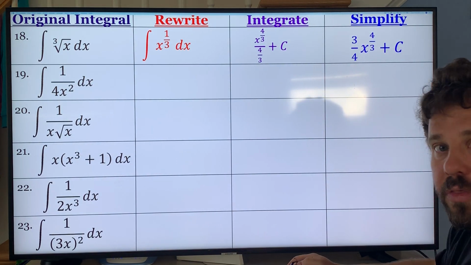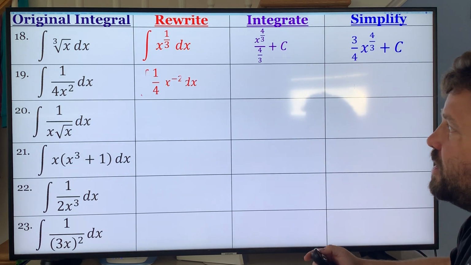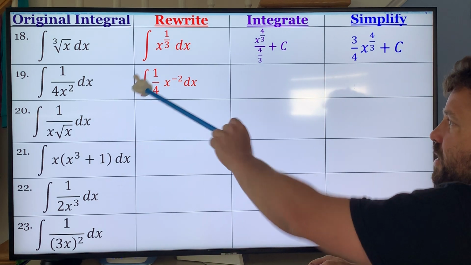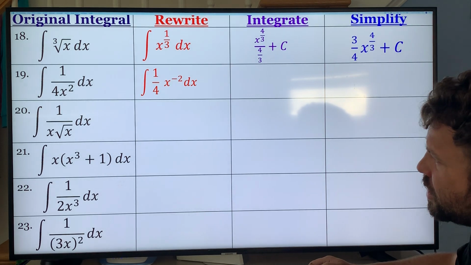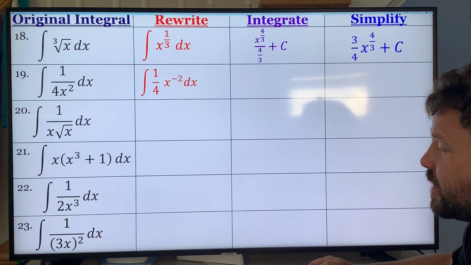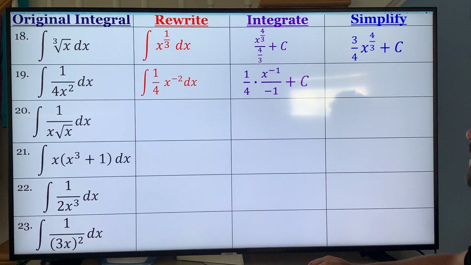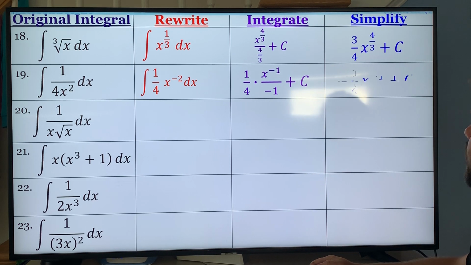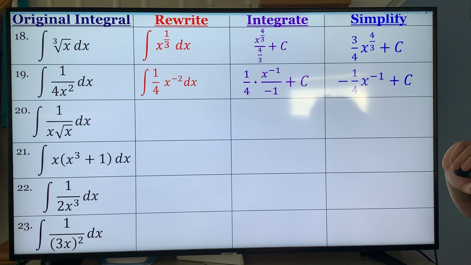Rewrite this. The 1/4 stays the same. X squared on the denominator becomes x to the negative 2. Okay? If you want to pull the 1/4 out, you can. Doesn't matter. Integral of x to the negative 2. Negative 2 plus 1 is negative 1. That was 1/4 times x to the negative 1 divided by negative 1. Negative 1/4 x to the negative 1 plus c, or negative 1 over 4x plus c.